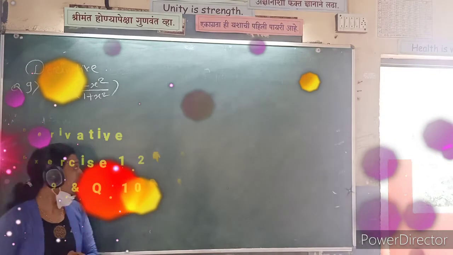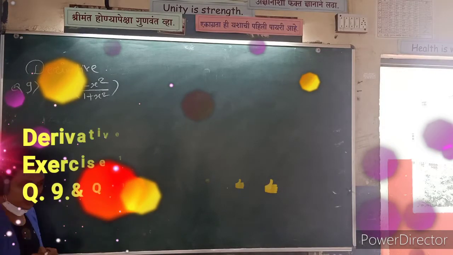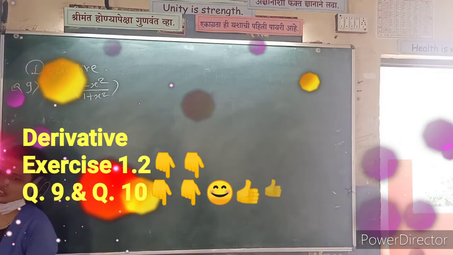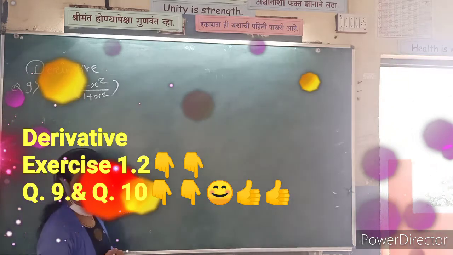Good morning friends. Today we are going to discuss question number 9 in exercise 1.2 of the chapter Derivatives. In previous videos we discussed the first question. Today we are going to discuss question number 9: differentiate the function with respect to x.